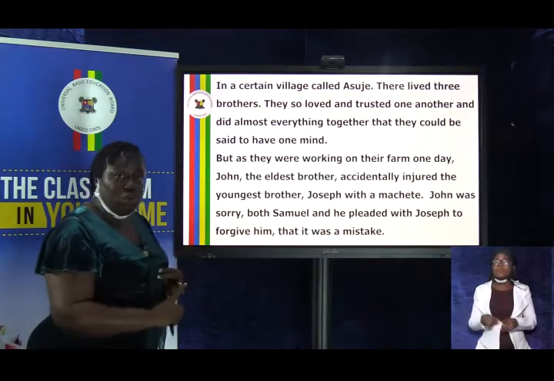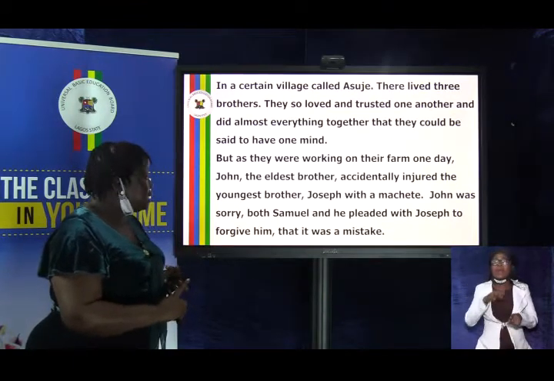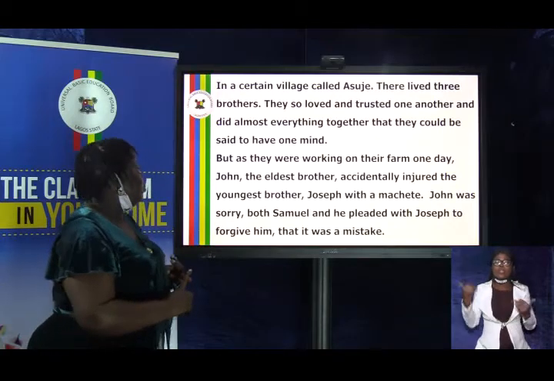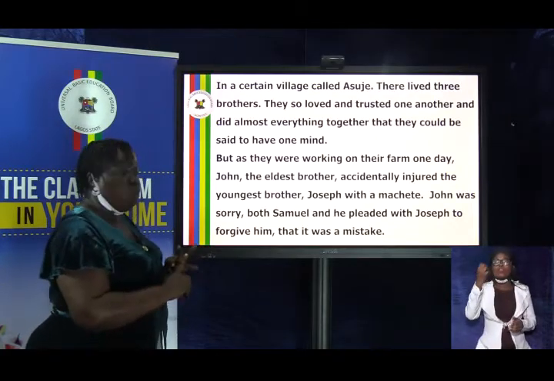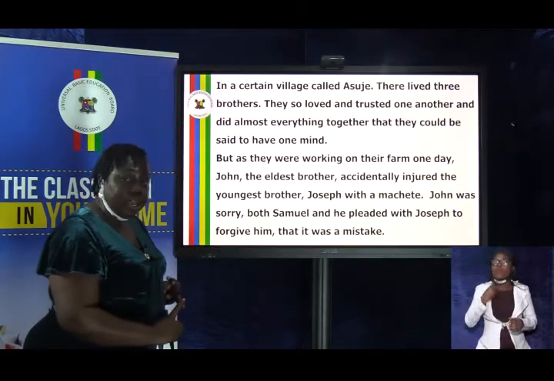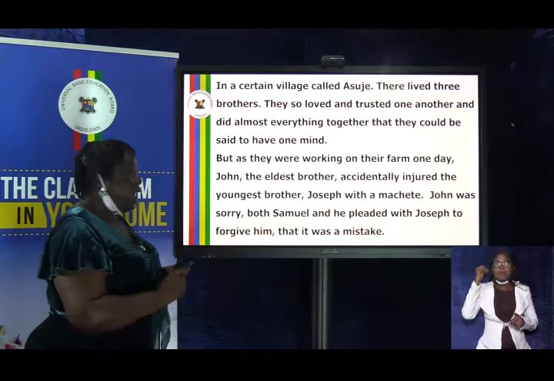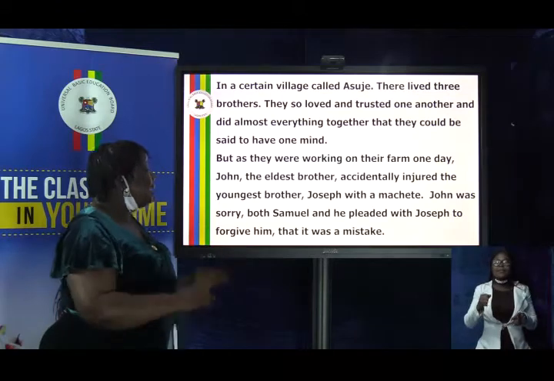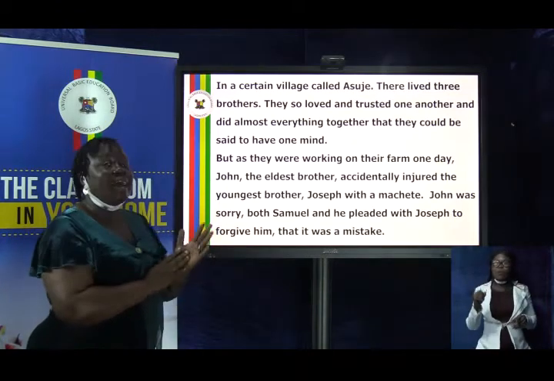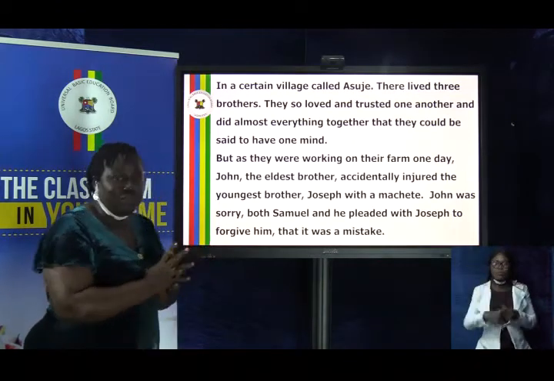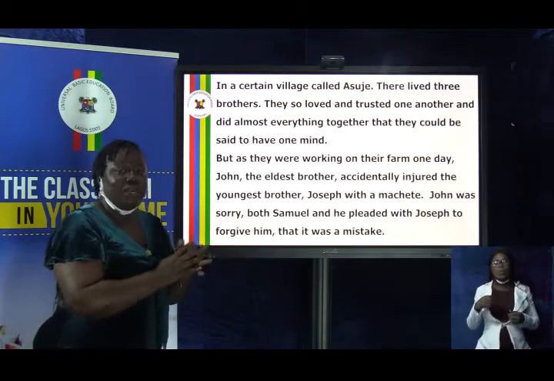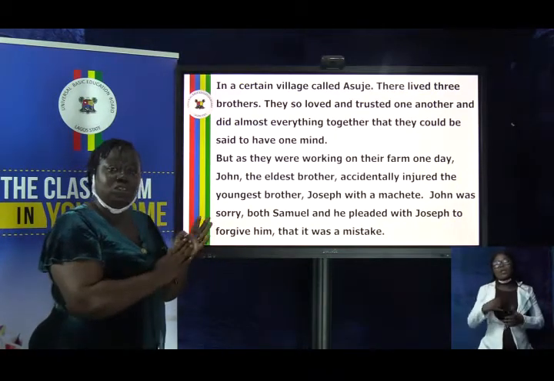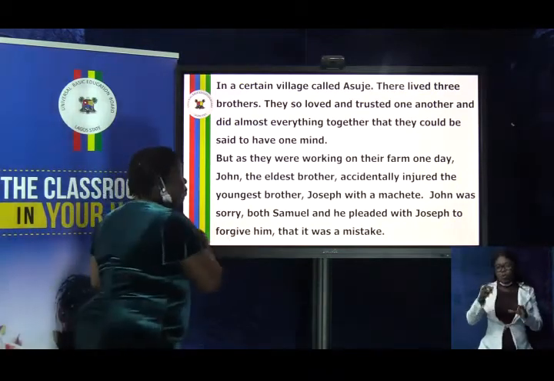So, who was the brother that was accidentally injured now? That is Joseph. Who wounded him or who injured him? John. And the third person is Samuel. Both Samuel and John pleaded with Joseph to forgive him. We are sorry. It was a mistake. It was not done on purpose. But what happened?